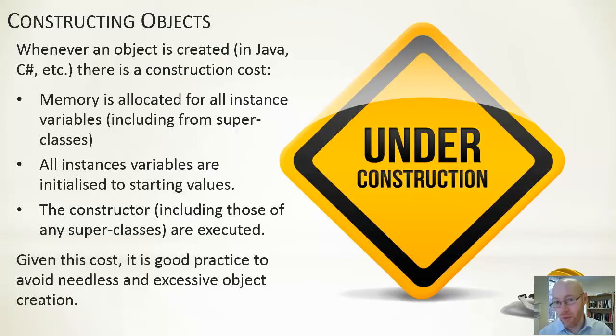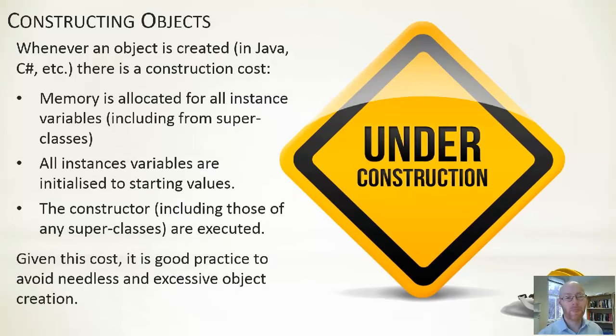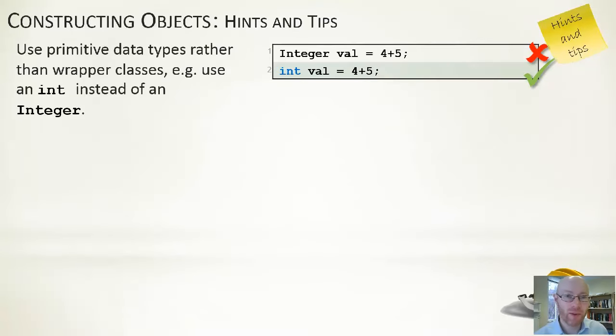So it's a good idea, where possible, to avoid creating objects if we don't really need to create them. Some hints and tips on how we can do that. Within Java, you can see here an int and also an Integer class. The int is a primitive, it's not a class, whereas Integer is a class that contains an int primitive. So wherever possible, we should favor the use of primitive values in our code, because it means that we're not creating objects to go along with it.